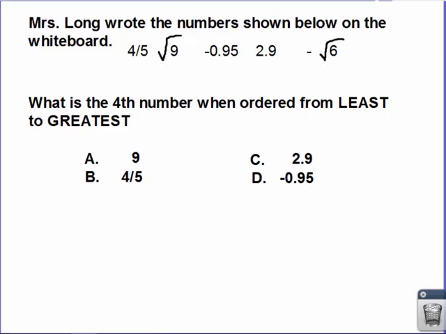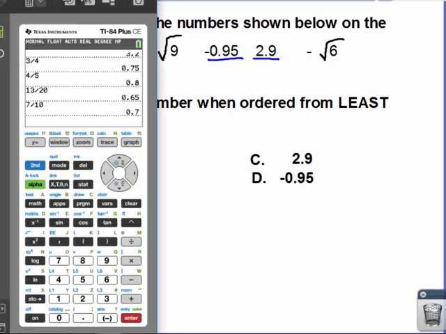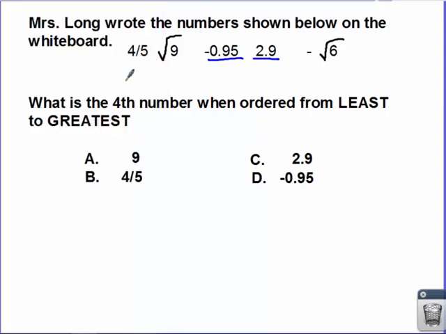So this one we've got 5 numbers, and I need to know the fourth number from little to big. That means each one of those I need to convert to a decimal. This one and this one are already good, so I need to convert the others. 4/5, to convert that to a decimal, is a division problem. So 4 divided by 5, and we just did that on the last problem, gives you 0.8. Now the square root of 9.